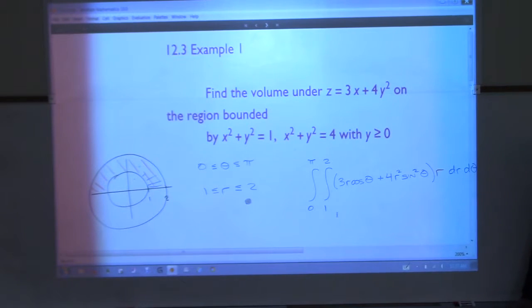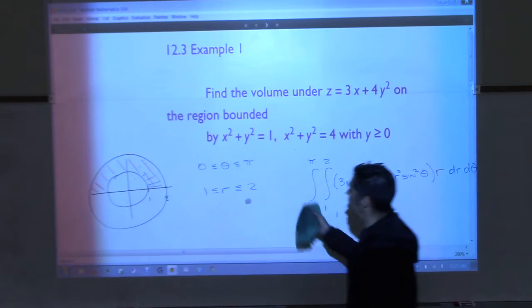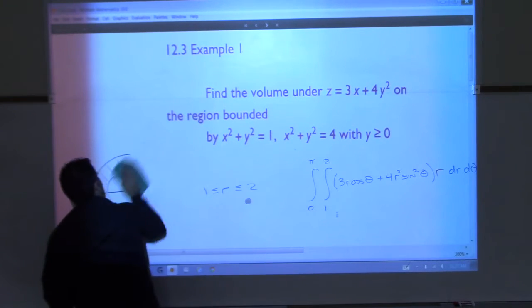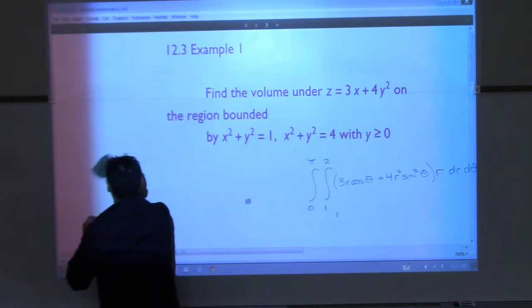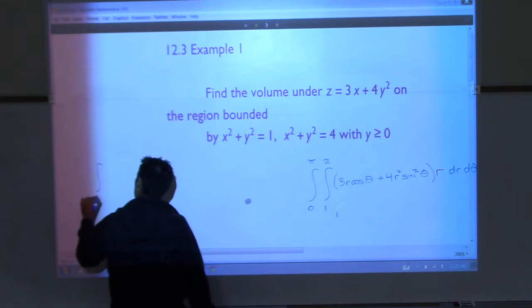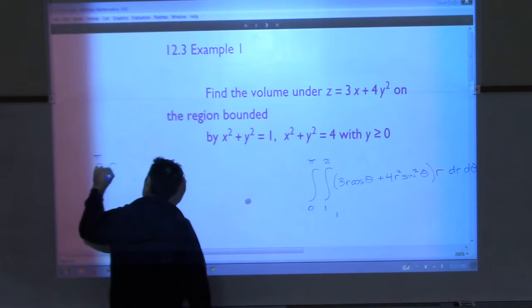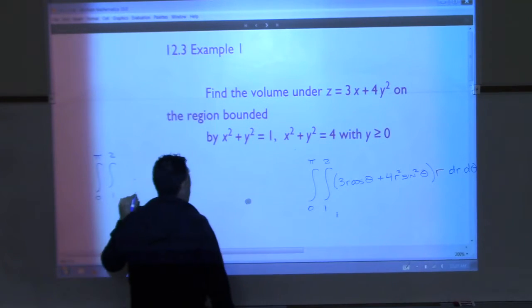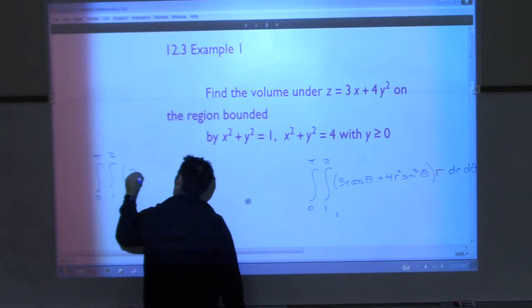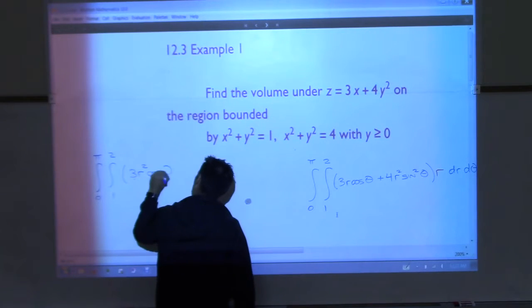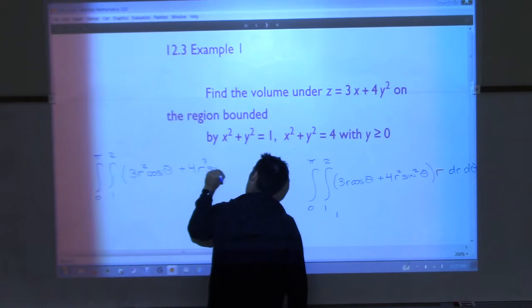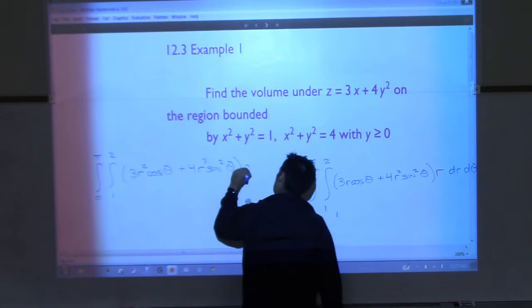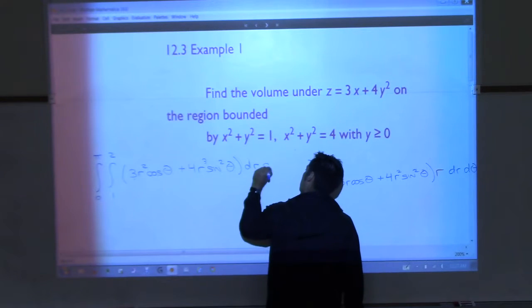And now this is just an integral, right? Double integral. So let's go ahead and pass that r through, because that r distributes through to everything. So I've got integral 0 to pi, integral 1 to 2. I'm going to be integrating 3r squared cosine theta plus 4r cubed sine squared theta dr d theta.